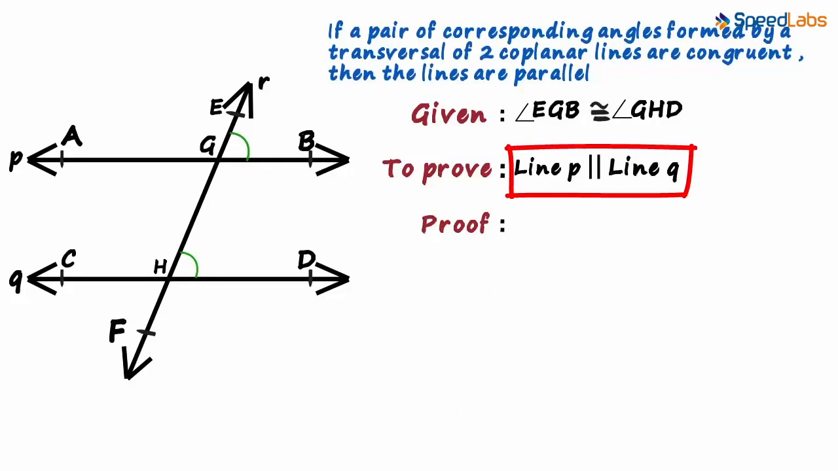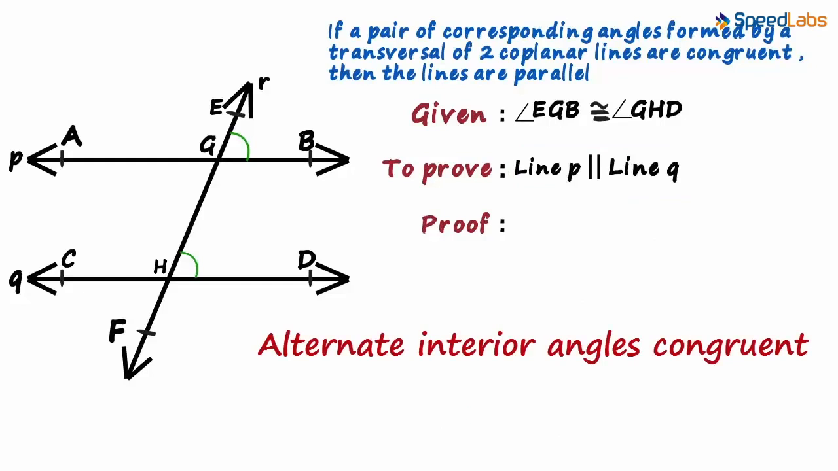How can we prove that two lines are parallel? We have studied the alternate angles test, which said that if a pair of alternate interior angles are congruent, then the lines are parallel. So that's one way in which we can do it.